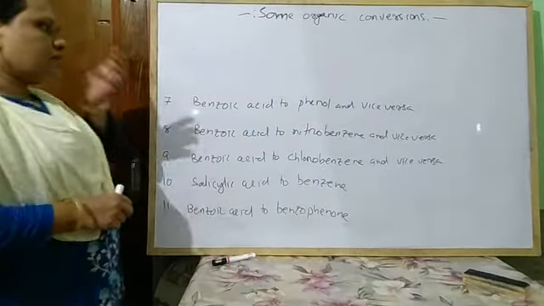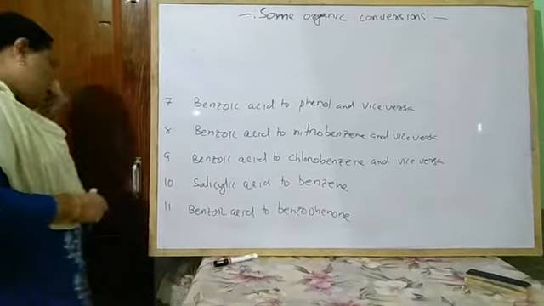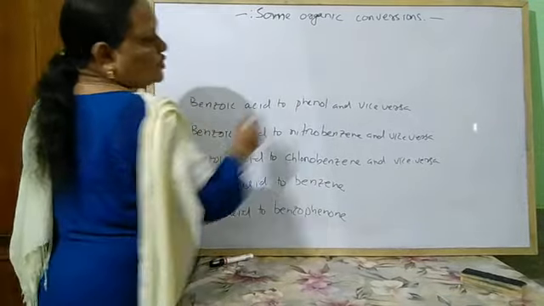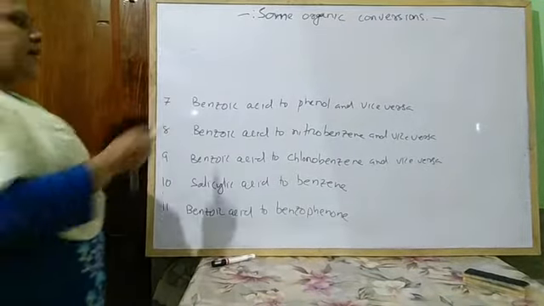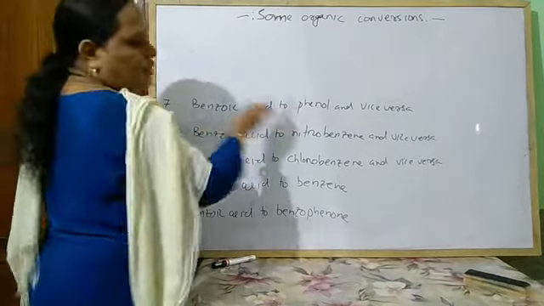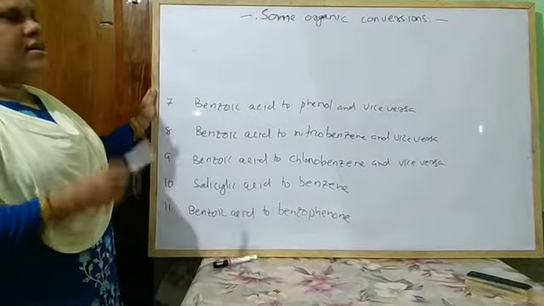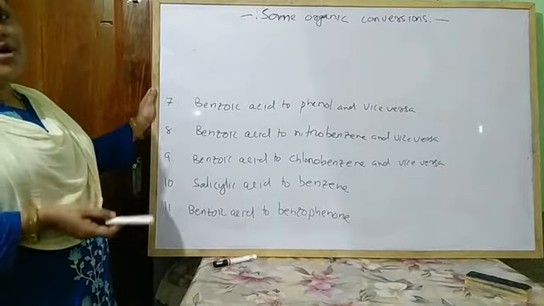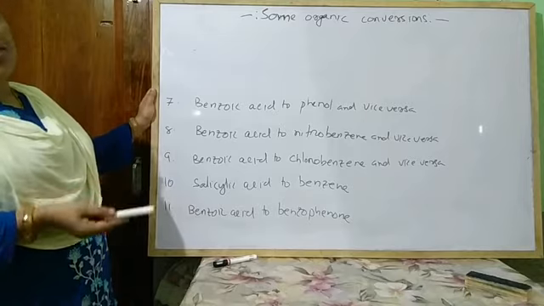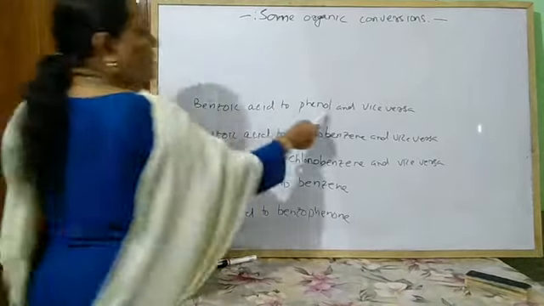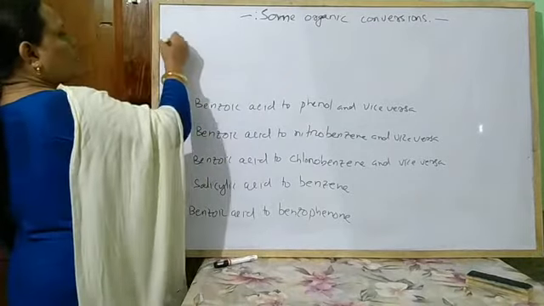Next come to some other organic conversions, that is benzoic acid to phenol and vice versa. You know, in benzoic acid there are 7 carbon atoms, in phenol there are 6 carbon atoms. So the carbon atoms decrease, that means you have to either go through decarboxylation reaction or through Hofmann bromamide reaction. So here benzoic acid to phenol. Look here.